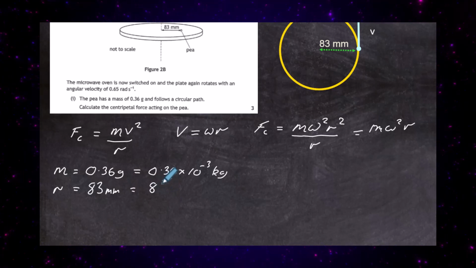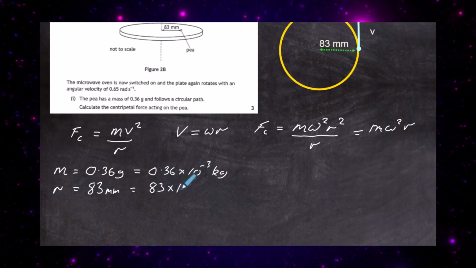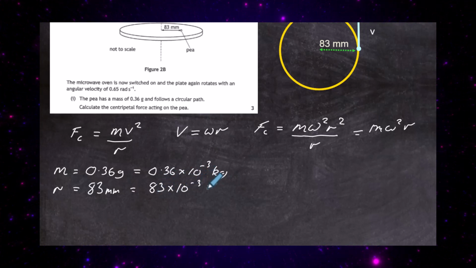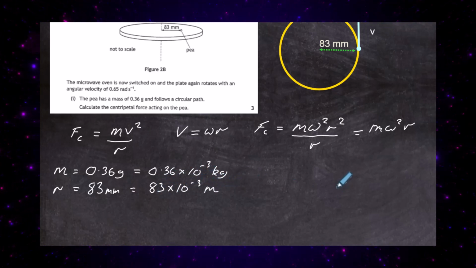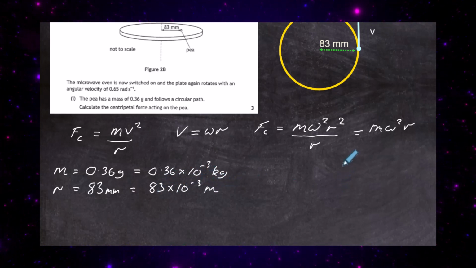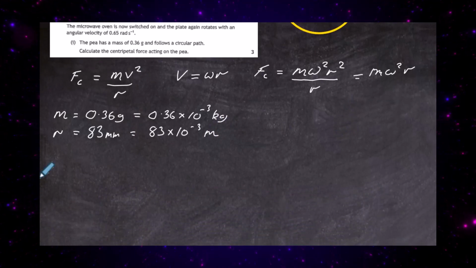So we've got 83, and just add on to it times 10 to the minus 3, and you get your answer in metres. So we now have our data in the required units. All we have to do is plug them in.